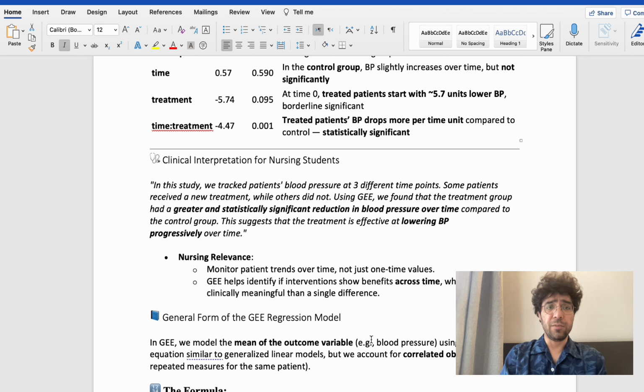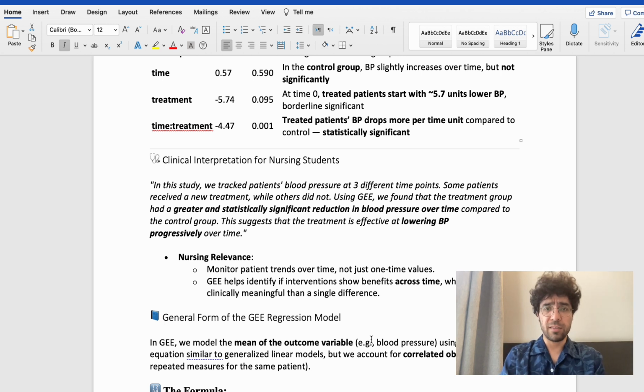So in this study, we tracked patients' blood pressure at 3 different time points. Some patients received a new treatment while others did not receive the new treatment. This design is usually used for RCTs, right? So we can use this model in any RCT.